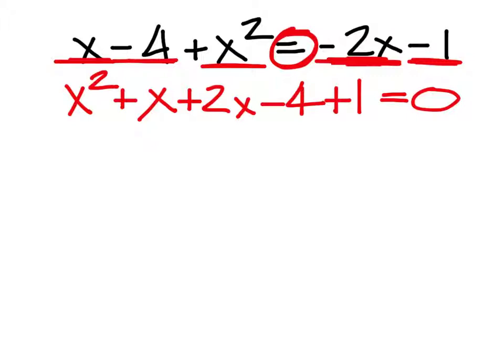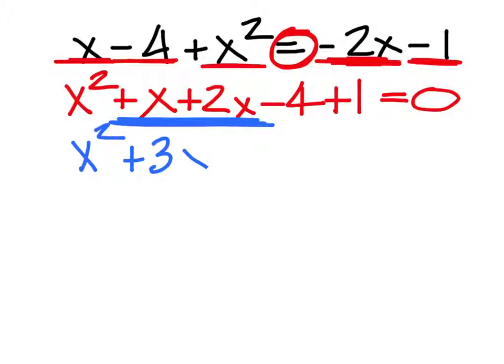Okay, what can I do next? X squared. And that 3x comes from x plus 2x. And what do I put next? Negative 3 comes from negative 4 plus 1. So that's a negative 3. All right, any questions about how we arrived at x squared plus 3x minus 3? Okay. So what we'll do next is find the discriminant.